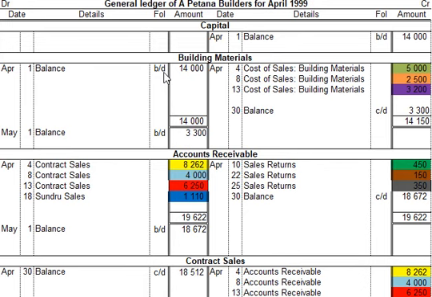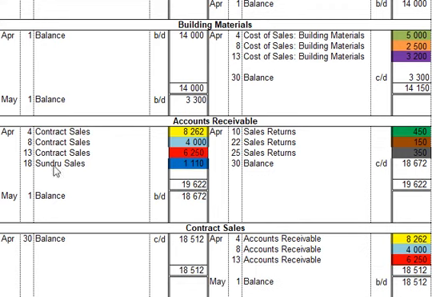Accounts receivable increase, so on the debit side of accounts receivable, sales figure is 8262. The account that goes with that we now know is contract sales. We've done plenty of sales. So on the credit side of contract sales, accounts receivable will be the contra account, 8262.